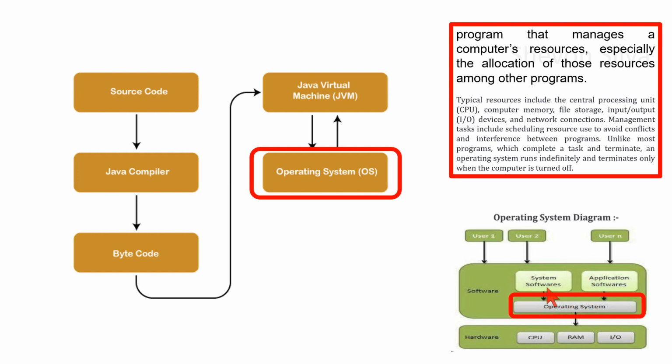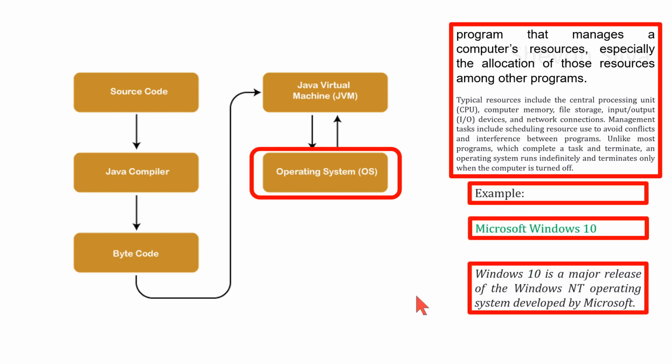JVM generally belongs to system software, and it runs on top of it and communicates with the operating system. For example, we can take Microsoft Windows 10. Microsoft Windows 10 is a major release of the Windows NT operating system developed by Microsoft.